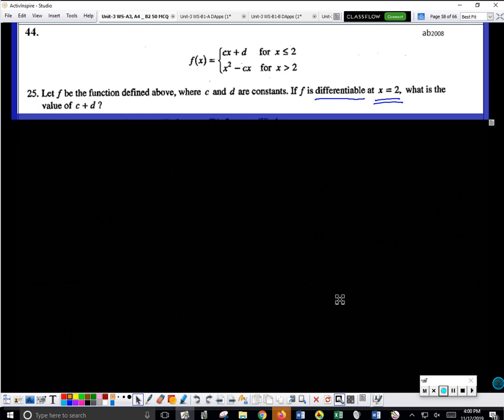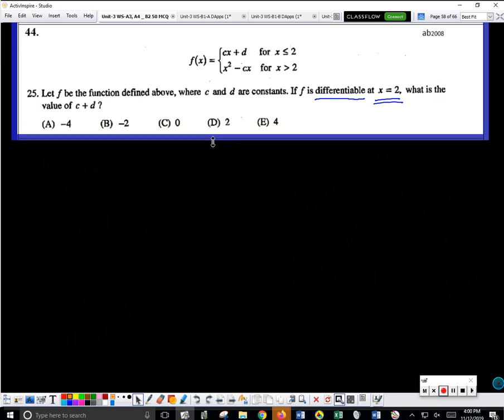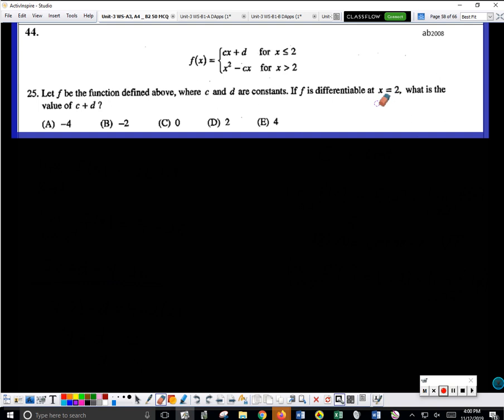It says let f be the function defined above, where c and d are constants. f is differentiable at x equals 2. What is the value of c plus d?